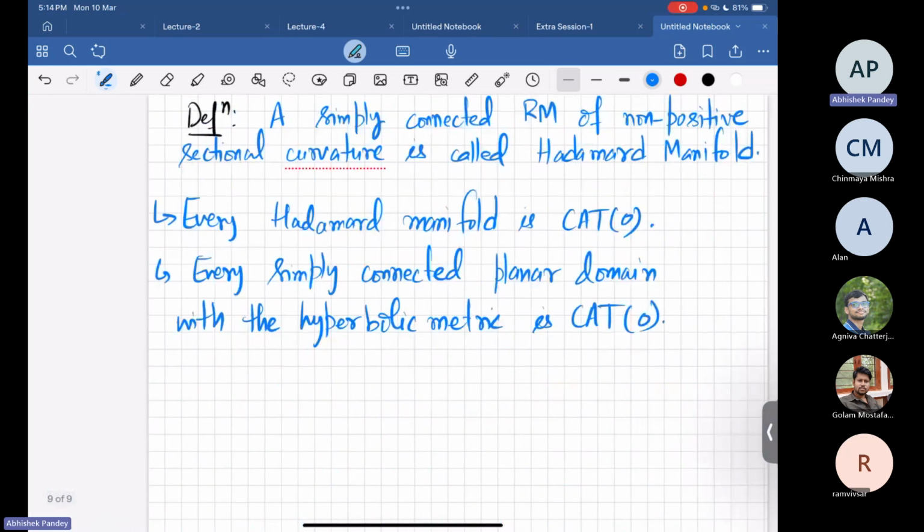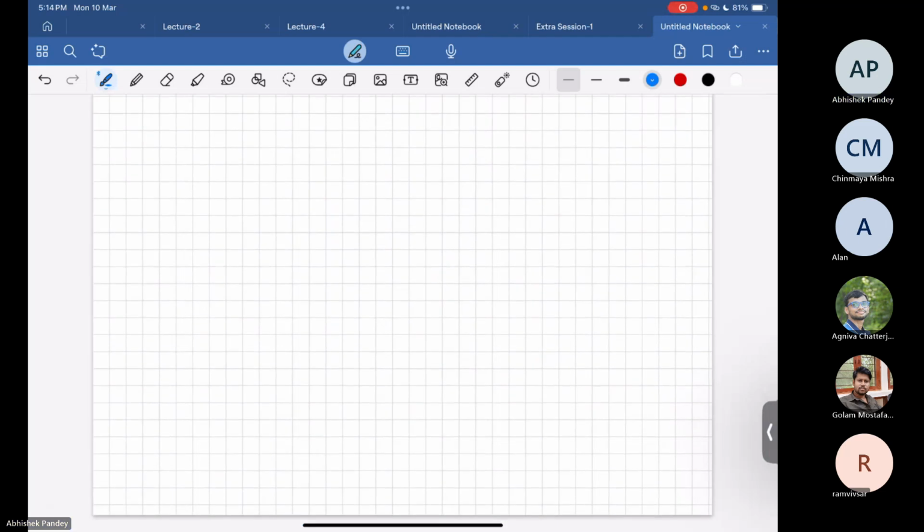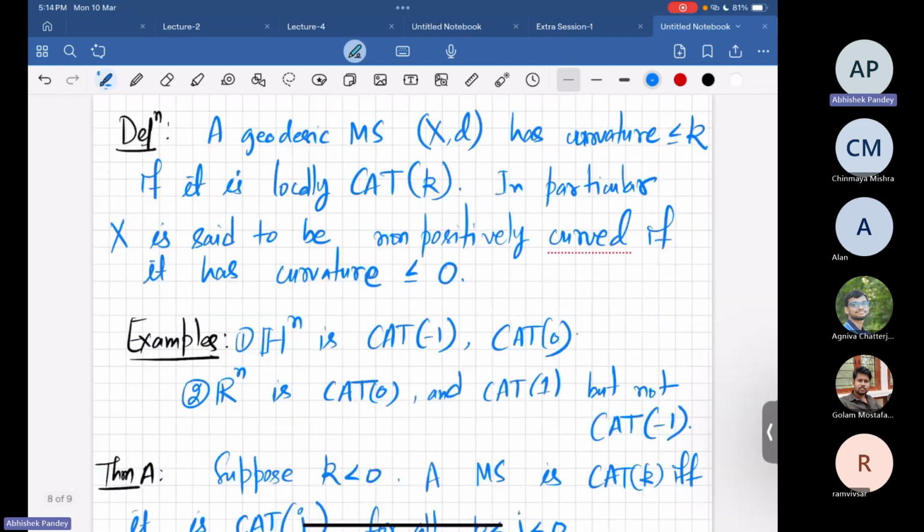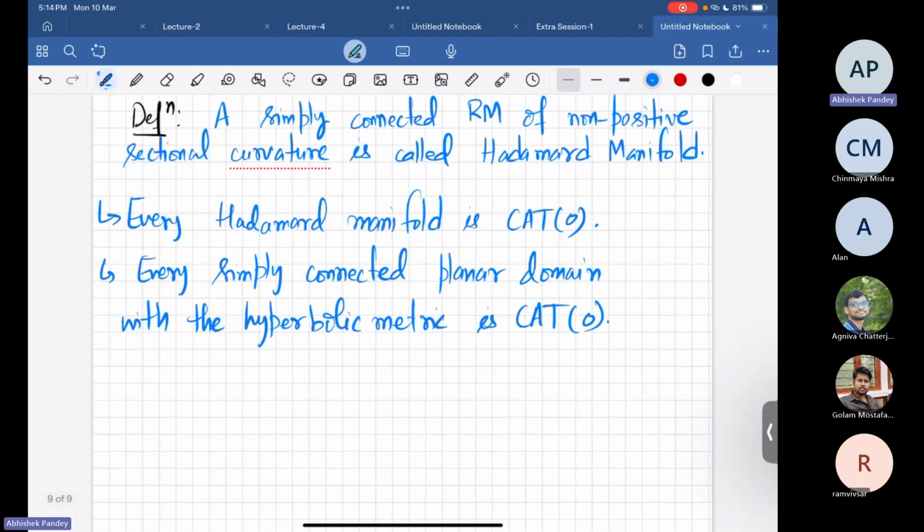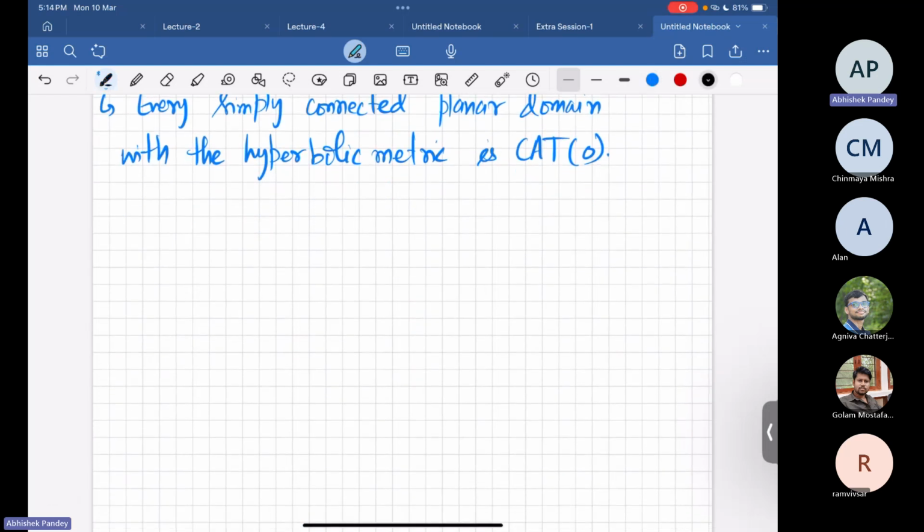Yeah, so I wanted to mention two more things. This will come under examples only. Examples. So this is theorem B. Again, example will be theorem C, which will be like.